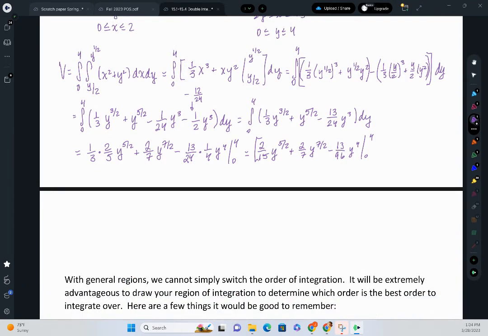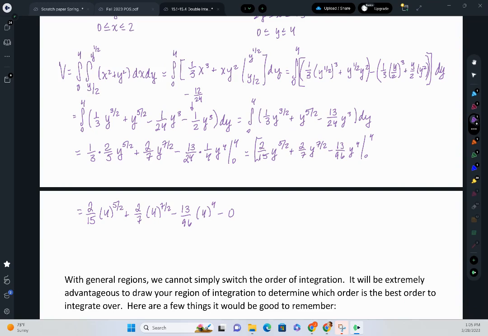When I evaluate at 0, I'm not going to get any contribution because these are polynomial type functions and root type functions. So the only contribution is at the upper bound of y equals 4. So this equals 2 over 15 times 4 to the 5/2 plus 2 over 7 times 4 to the 7/2 minus 13 over 96 times 4 to the 4th power, and then minus 0. Okay, 4 to the 5/2. You can plug this into your calculator, but I'm going to do this kind of in my head. The half part, that means a square root.